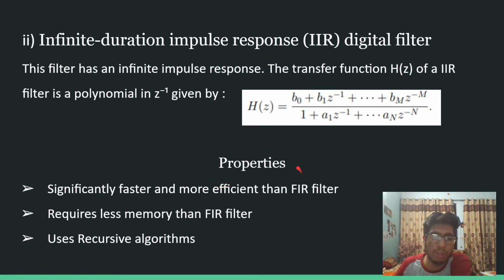So what are the basic properties? These are significantly faster and more efficient than the FIR filter. These require less memory than the FIR filter and use recursive algorithms, and are significantly faster, as recursive algorithms are faster than the convolution operations.